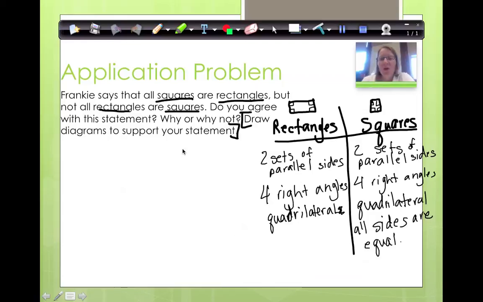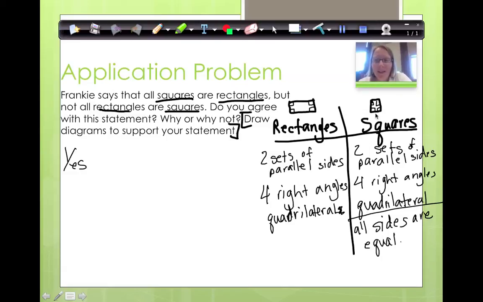Okay, so let's go back to the question. Frankie says that all squares are rectangles, but not all rectangles are squares. Do you agree? Yes, I would agree. Because this follows all the same rules as this. But this one has one more rule. This one more rule prevents this from always being this. So rectangles cannot always be squares.